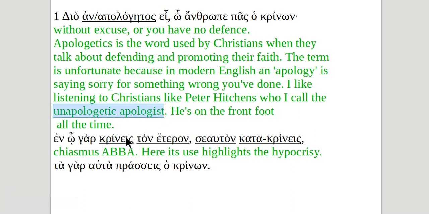Next point, here we notice chiasmus again, as I pointed out in chapter 1. So verb, object, and then object, verb. A, B, B, A pattern. Here the use of the chiasmus highlights the hypocrisy. You judge the other person, yourself you condemn in doing so.